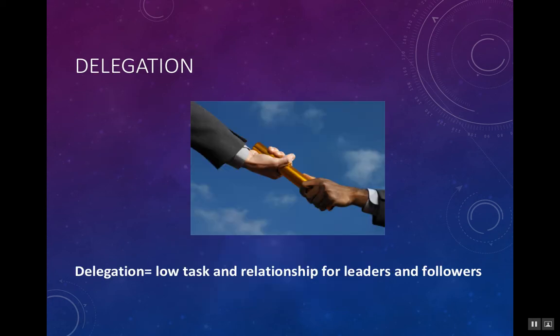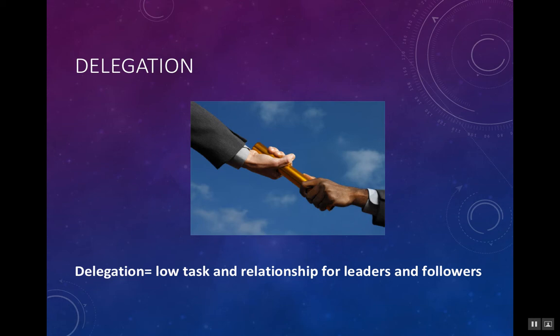The last characteristic is delegation. So no one person can effectively complete all tasks. Therefore, there needs to be some form of mutual sharing in order to accomplish any given goal. And this is done via delegation. The picture here depicts the passing of a baton, which is what occurs when delegation is instilled.